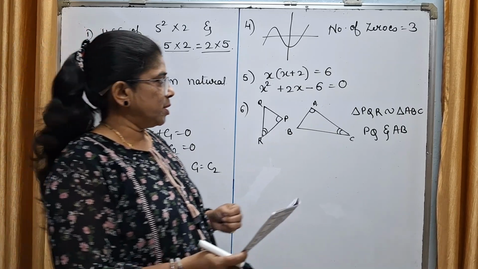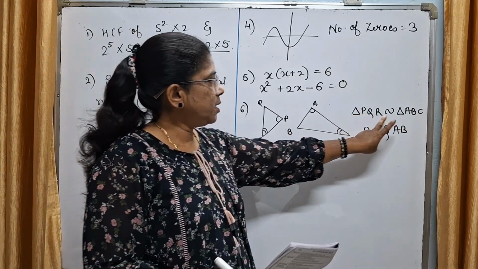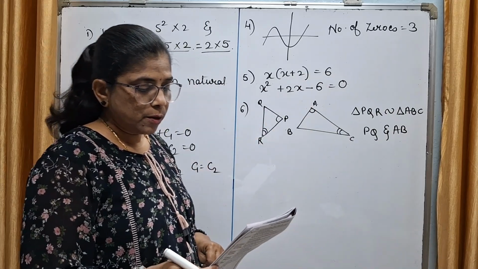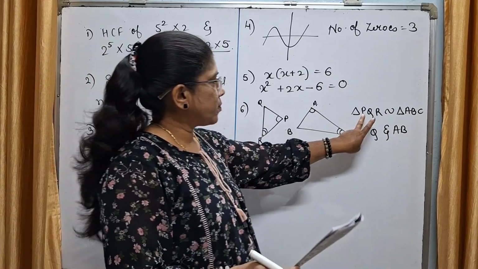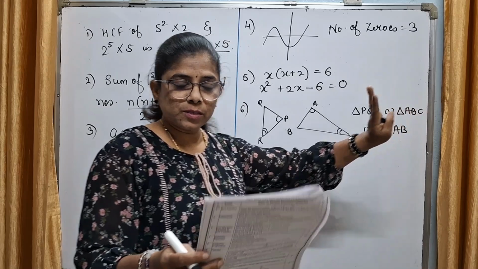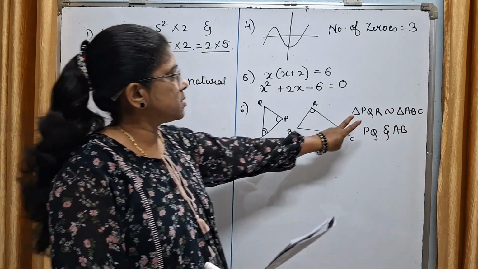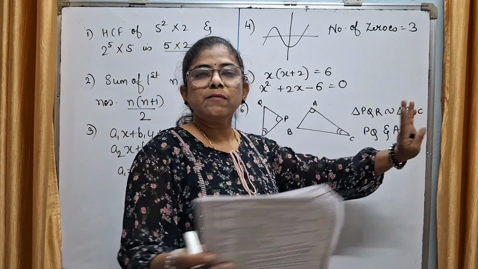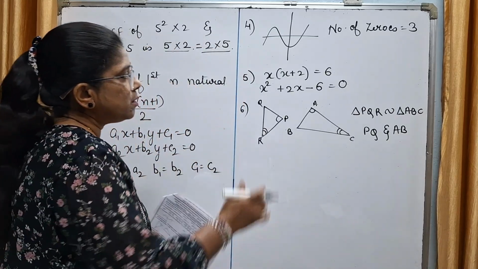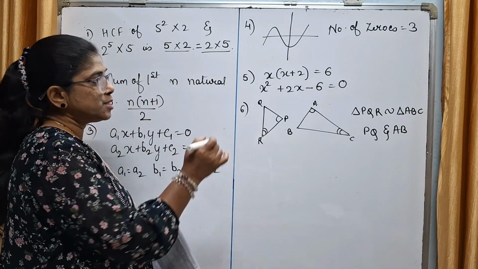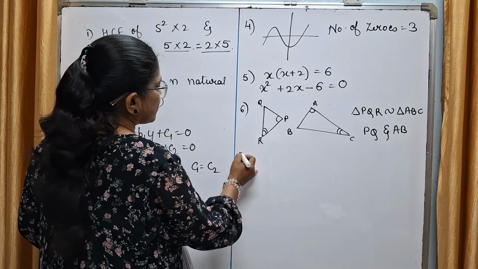They say PR, AB. It's not possible. QR and AC. Even this is not possible. PR and BC. Even this is not possible. So here the correct option is option A, that is PQ and AB.